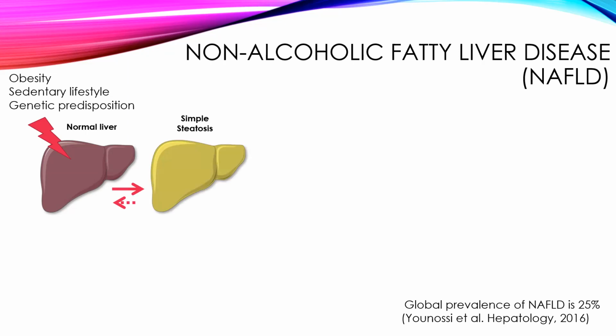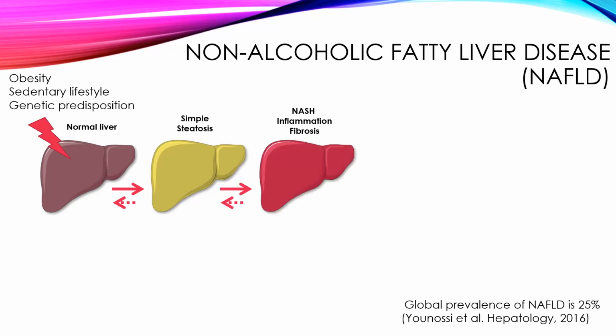So the first stage of this pathology is the development of simple steatosis. Simple steatosis is just an excessive accumulation of lipids in the hepatic cells. This stage is still relatively reversible in most patients, because with some exercise and diet, they can go back to having a normal liver. However, if it is left untreated over the course of several years, it can progress, and this stage leads to the development of NASH.